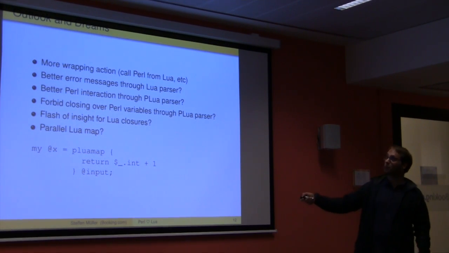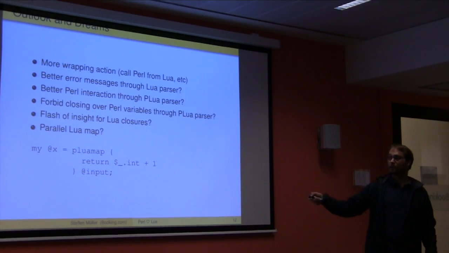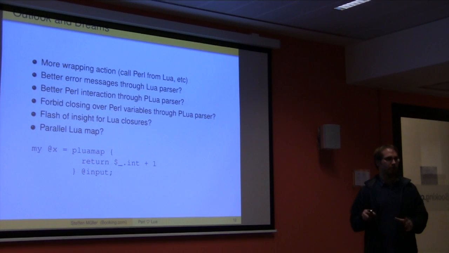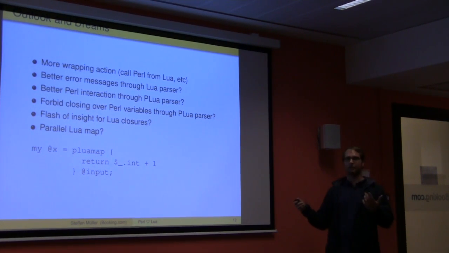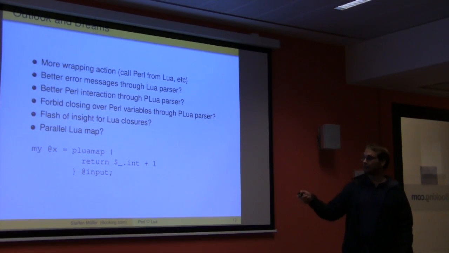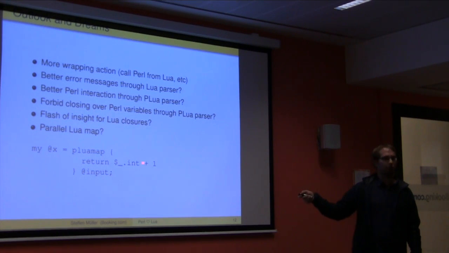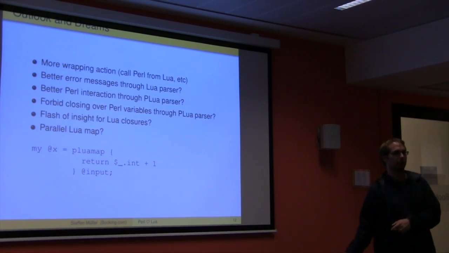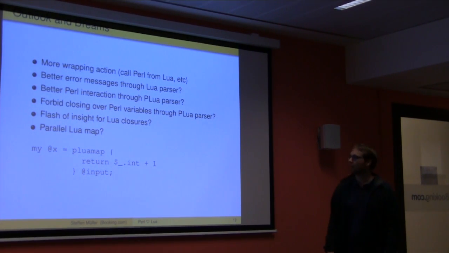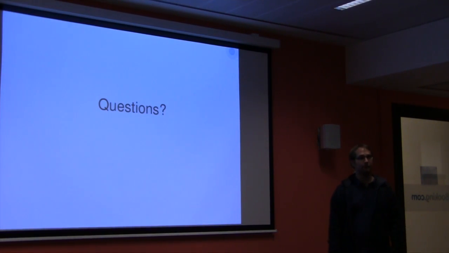One of the fun ideas I've had is, fundamentally, Lua interpreters are lightweight enough that you could instantiate a bunch of them, and write a parallel Lua map that will execute context-free code in parallel, which is kind of tricky in Perl because of locking, and threads are bad. That's it. Questions?